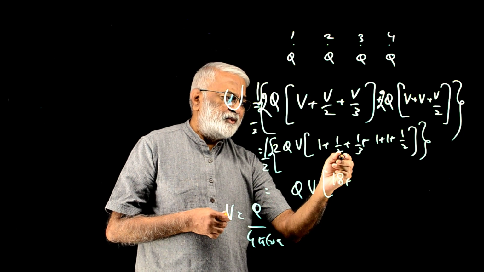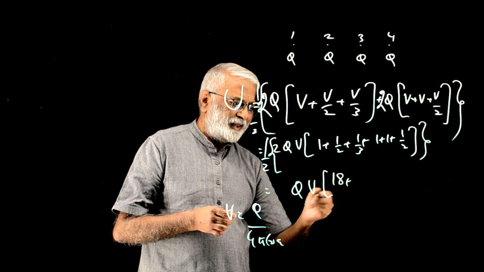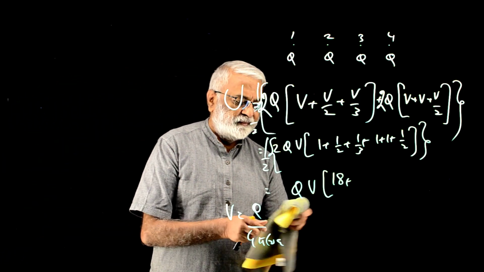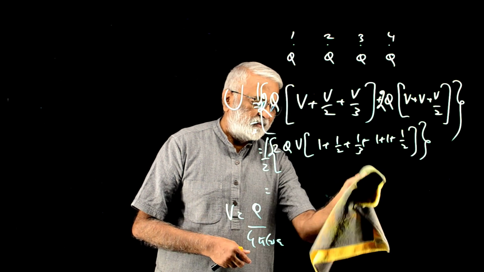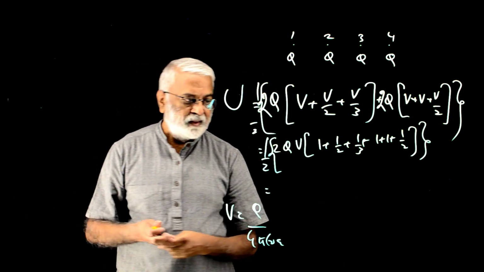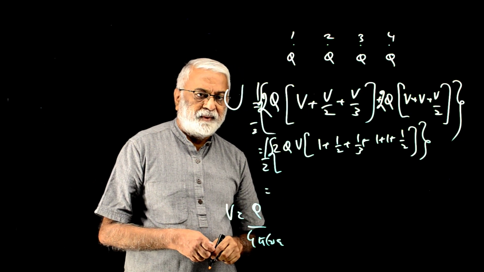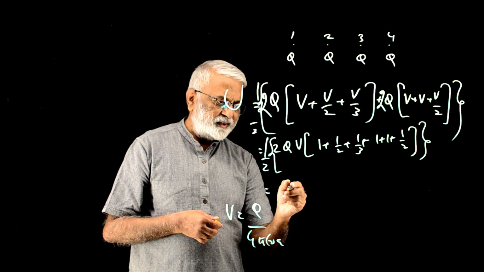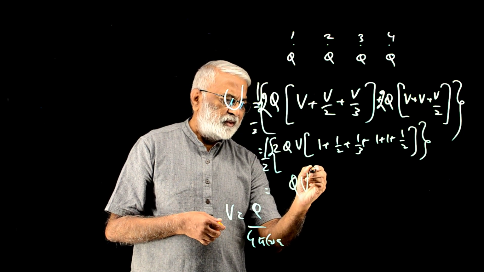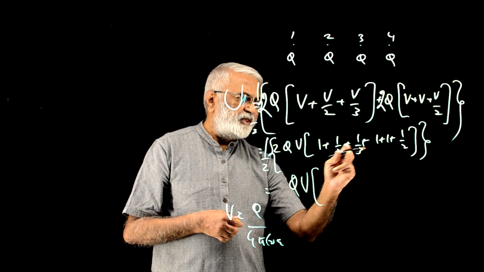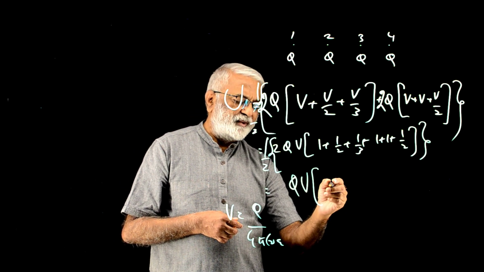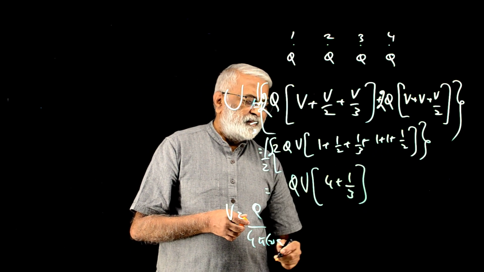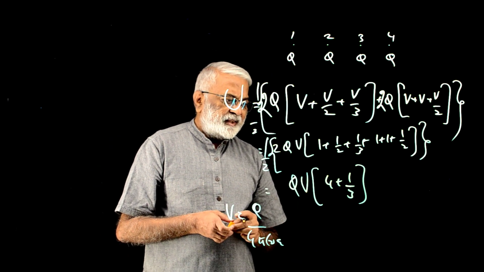And this is 2 here. Or let's simplify this. Well, this is 2.5 here. So this is QV. 1 plus 1 plus 1, 3. 3 plus half plus half, that's 4. 4 plus 1 by 3. That is 4 plus 1 by 3. So that's it.